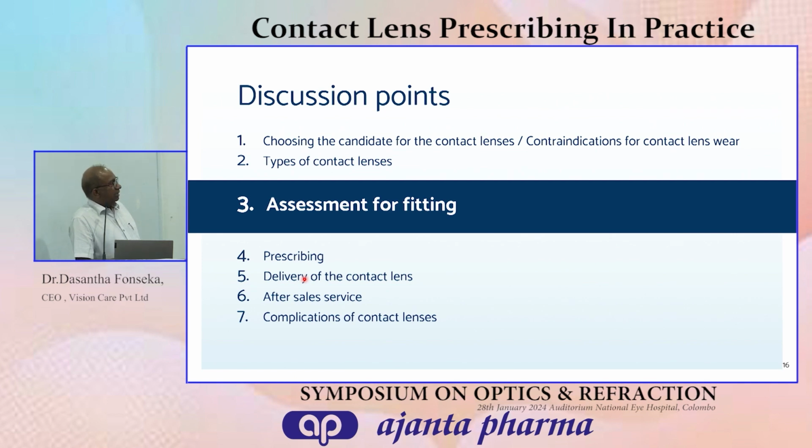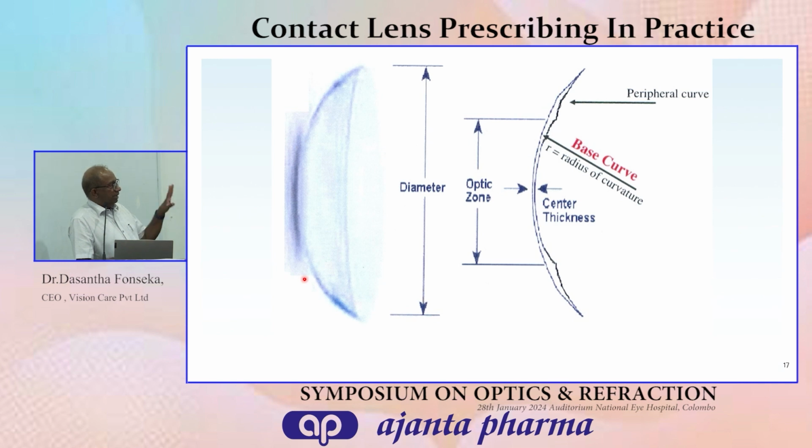So the next point is the assessment for fitting. This is a basic contact lens. In any contact lens, you have the center piece, which is called the optic zone, and then secondary and tertiary curves. So there are 3 curves in most lenses, but the newer, more comfortable lenses have many more curves. The curvature in the optic zone is called the base curve. And this is the diameter.